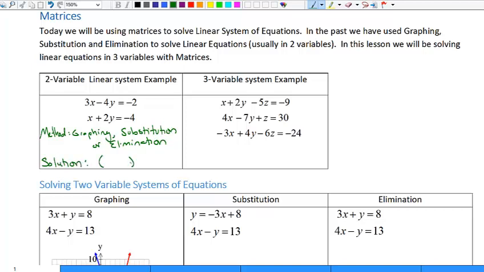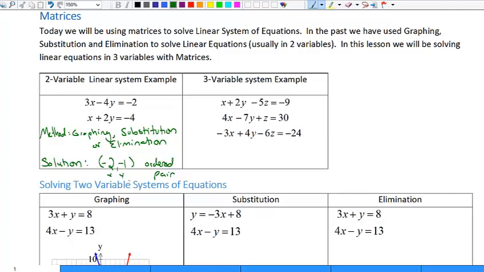In this case, the solution to this problem is negative 2 comma negative 1, or an ordered pair, meaning there's an x variable and a y variable, so the answer has to have an x coordinate and a y coordinate.